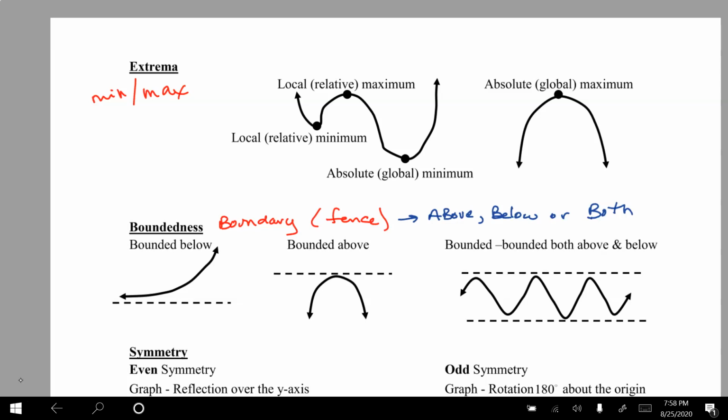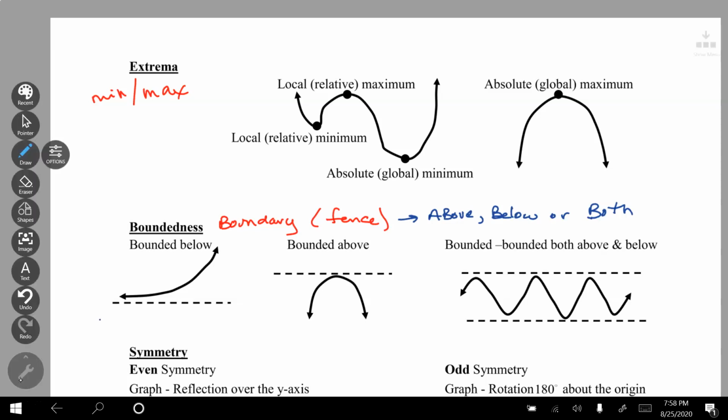Boundedness may be a new word. I call it a boundary or a fence that could be above the graph, below the graph, or both. So bounded below means there's a bottom boundary that the graph never crosses. This first graph will never get below that bottom boundary. That means it's bounded below.